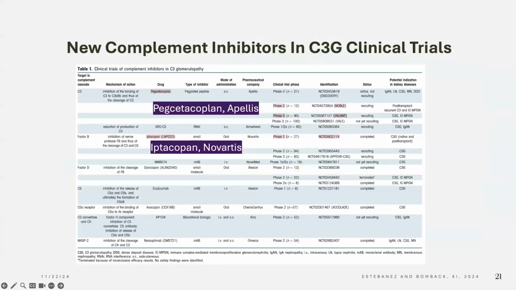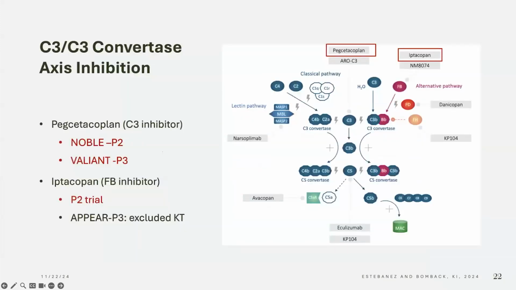Okay, let's get back to drug development. These are clinical trials of new complement inhibitors for C3G. Some of them have already completed. Pegcetacoplan and iptacopan are the most promising ones so far. Both of them target the C3 and C3 convertase axis, which, as we explained earlier, is the cornerstone of C3G pathogenesis.